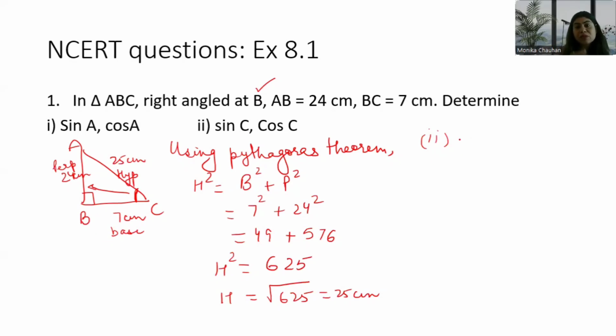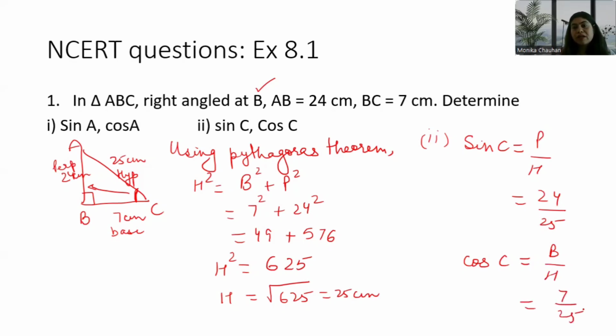It's easy because it is made in such a way. So here, first sine C. According to this, perpendicular upon hypotenuse, do you remember? So what is your perpendicular? 24. And this is 25. And what is cos C? Cos C is equal to base upon hypotenuse. Okay, remember. So which is 7 upon 25. So this is my ratio. This is my answer for second part.